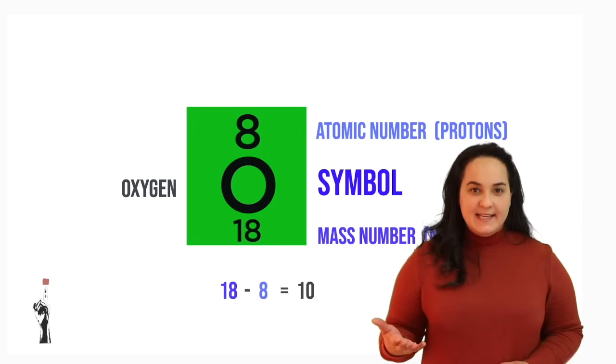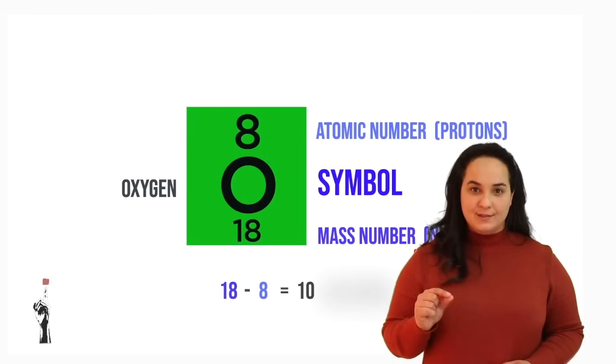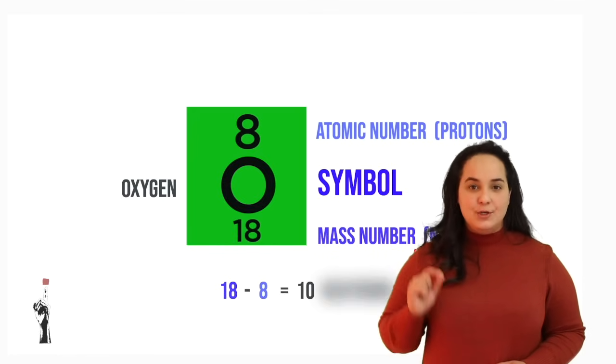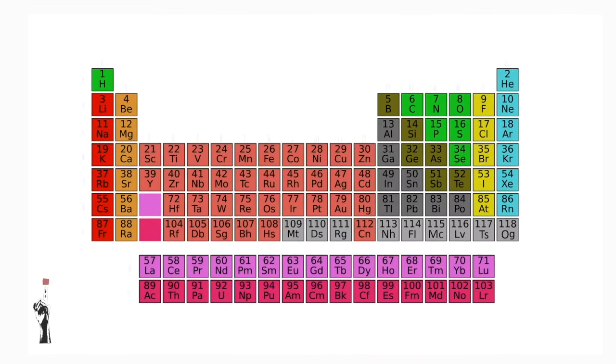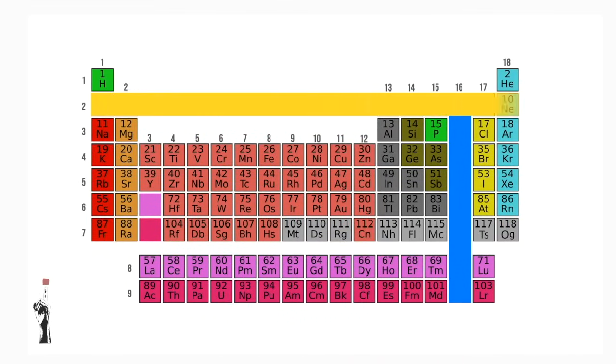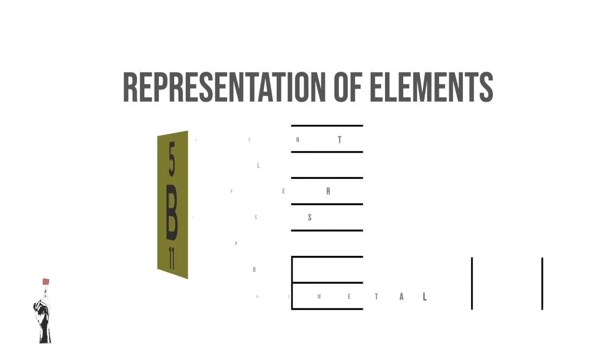I have 8 electrons, 8 protons, because remember, my atom is neutral. And I have 10 neutrons located in the nucleus of my atom. Oxygen is located in the 16th group and in the second period. Here's an opportunity for you to try and decipher an element. So take your periodic table and see if you can answer the questions.